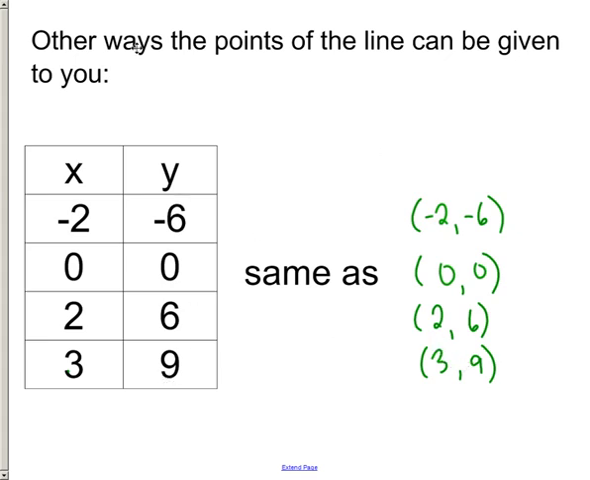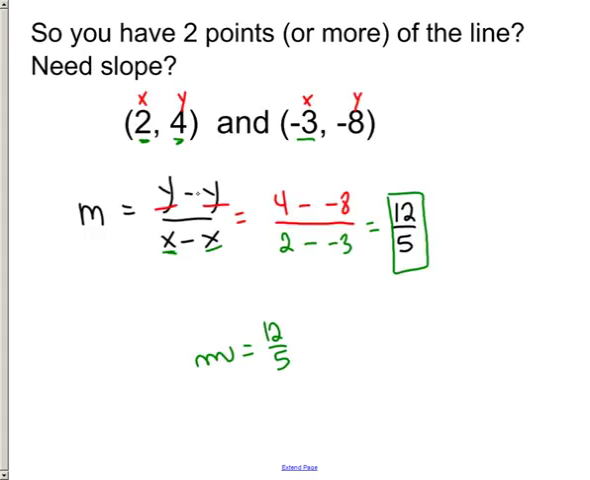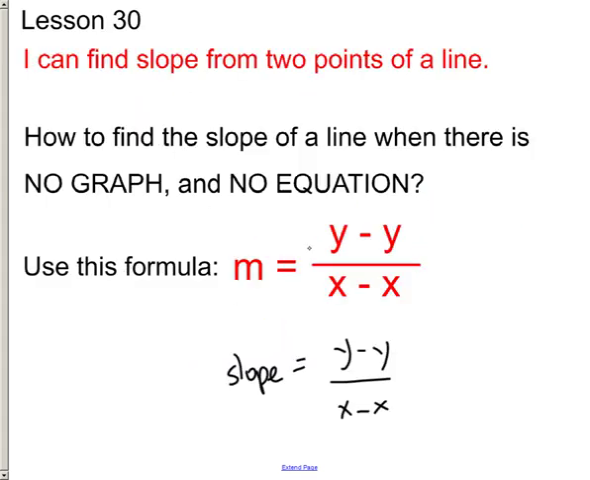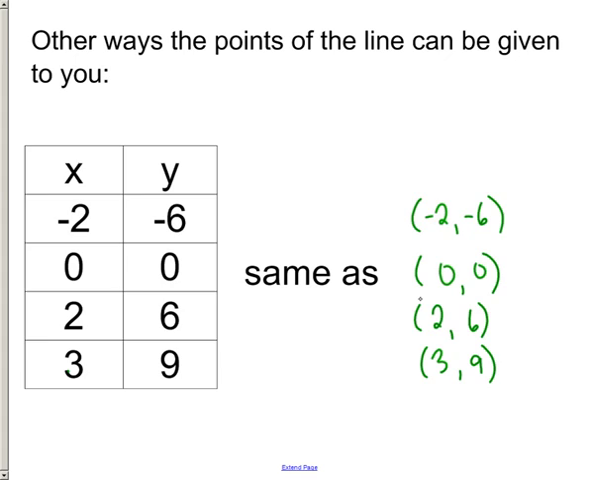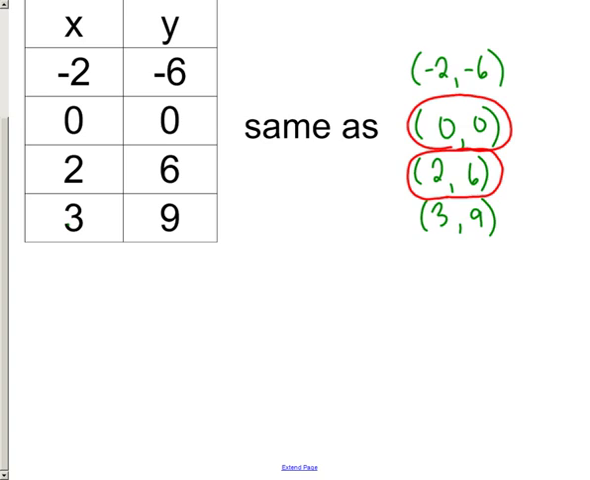Now, the other situation that you run into here with the tables is they usually give you way too much information. You only need 2 points. Remember, y minus y. We can get two y's from two different points. So what I advise you to do is choose the smallest numbers that you can. I'm going to choose this point, and I'm going to choose this point because there are no negative signs. Negative signs can get a little bit extra work sometimes.